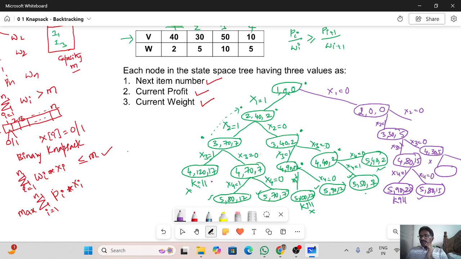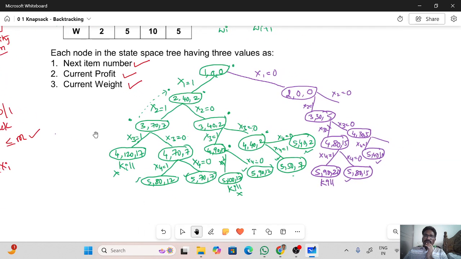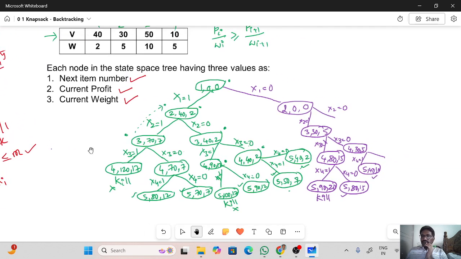What about this one, x4 equal to 1? What is that meaning? The last item we are going to consider. The next is the 5, and 30 plus 10 is 40. What is the weight? 5 plus 5, 10. Is there any fifth item? No. We are getting one more solution. It may be 40. So earlier may be the best solution as of now. So now, unable to expand, take the backtrack.